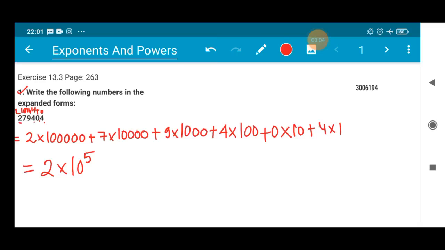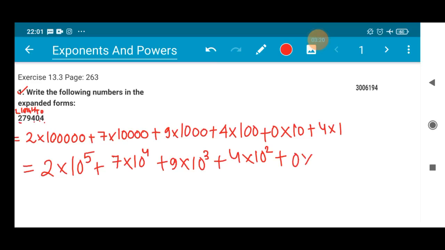So 10 to the power 5 plus 7 into 10 to the power 4. Now the exponent will go on decreasing like this: 5, 4, then 9 into 10 cube, 10 to the power 3, 4 into 10 square, 10 to the power 2, 0 into 10 can be written as 10 to the power 1, plus 4 into 10 to the power 0. So this will be your expanded form of 279404. I hope you guys understood it.